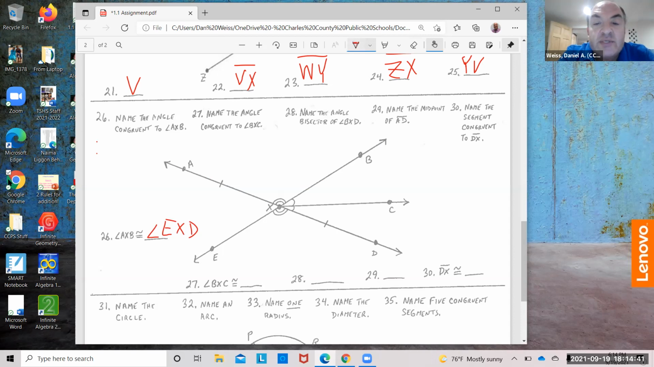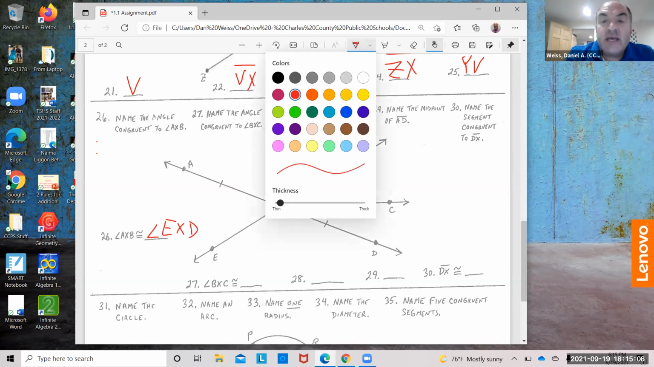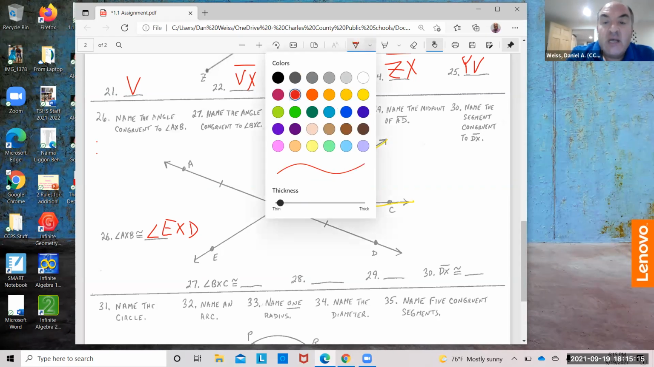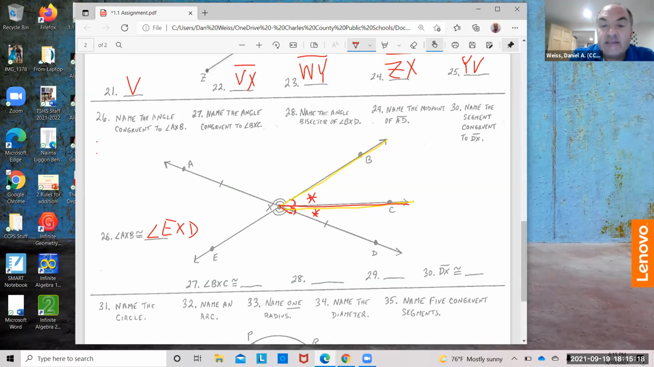Name the angle congruent to BXC. Do you see this little guy here? That little arc, all right? And there's another one right here. That means that these two angles are congruent. This one is congruent to this one, okay? So here's angle BXC. What's congruent to that one? Congruent to that one is going to be CXD, right? Angle CXD.